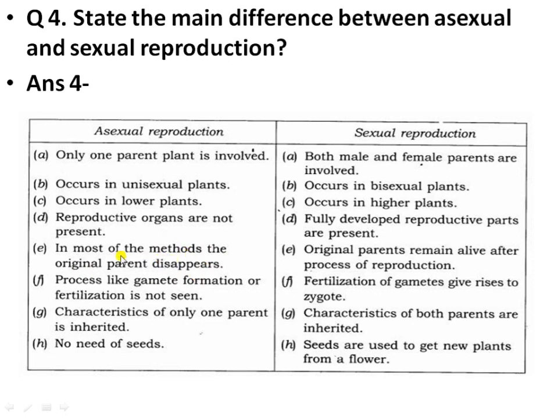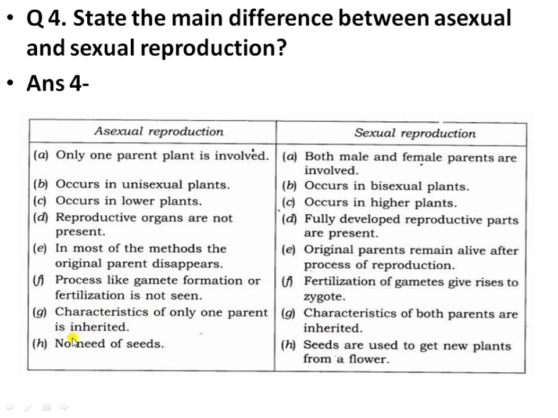In asexual reproduction, the original parent may disappear, but in sexual reproduction, the original parent remains alive after the process of reproduction. Next, in asexual reproduction, gamete formation or fertilization is not seen. Here in sexual reproduction, fertilization of gametes gives rise to a zygote because the male and female gametes are present in sexual reproduction. In asexual reproduction, characteristics of only one parent are inherited, while in sexual reproduction, characteristics of both the parents are inherited.